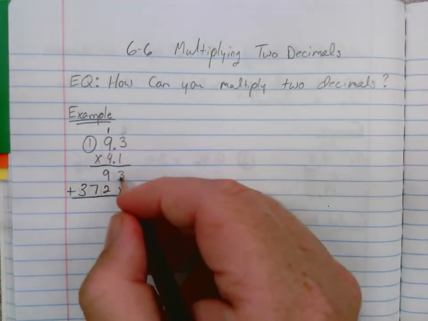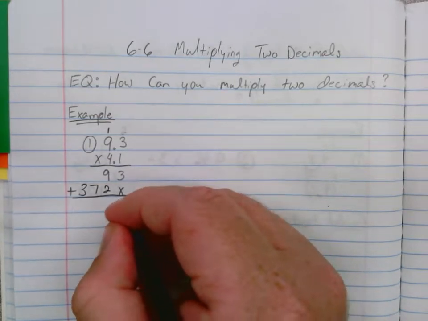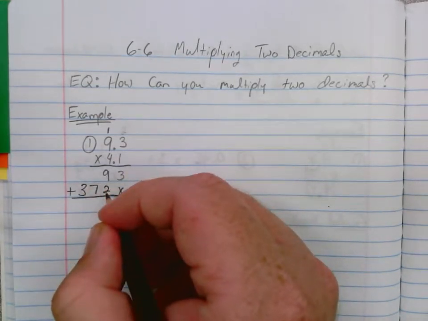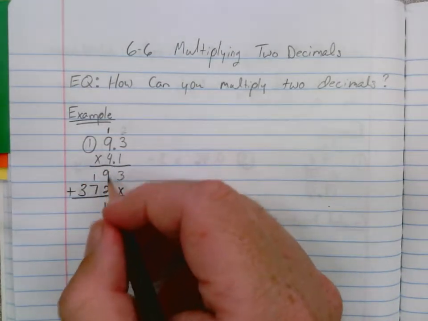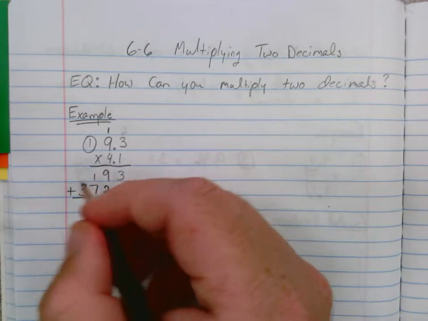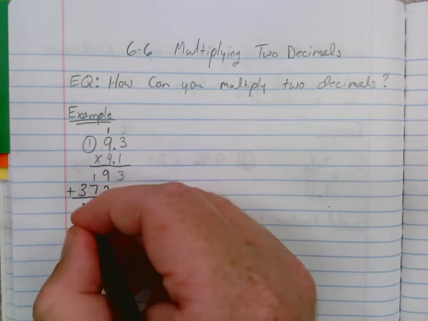So then I'm going to do 3 plus my placeholder is 3. 9 plus 2 is 11. Carried a 1. 1 plus 7 is 8. And then bring down the 3.